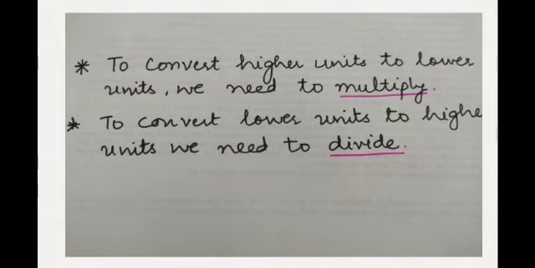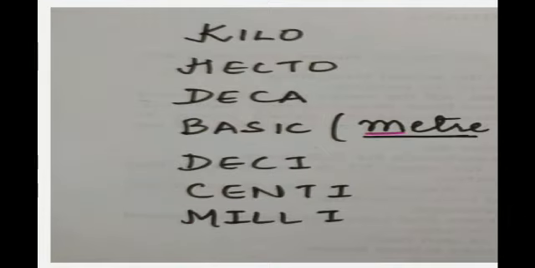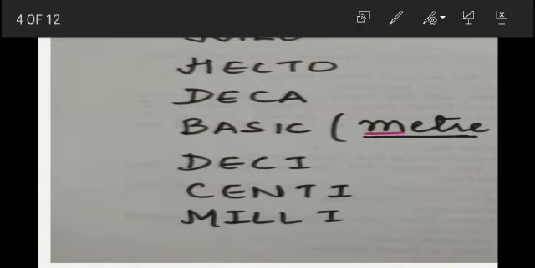Fine. Now we have to understand two basic rules. When we are going to convert higher units to lower units, we need to multiply. And when we are going to convert lower units to higher units, we need to divide. Like if we want to convert kilo to hecto, we need to multiply. Then again, if we want to convert hecto to deca, we need to multiply. Deca to basic units, that is meter or grams or liters. Then if basic units is to be converted to deci, then again multiplication. Deci to centi and centi to milli, multiplication will be used.